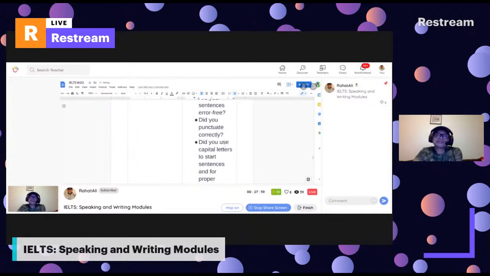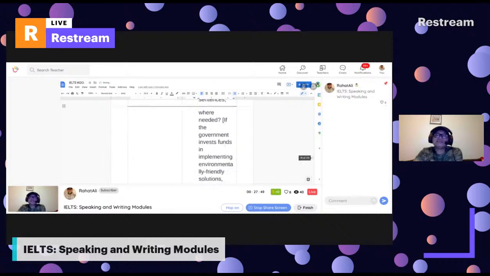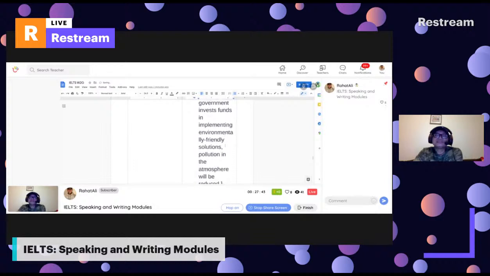Did you punctuate correctly? Did you use capital letters to start sentences and for proper nouns? Did you use commas in your complex sentences where needed? If the government invests funds, for example, in implementing environmentally friendly solutions, pollution in the atmosphere will be reduced.